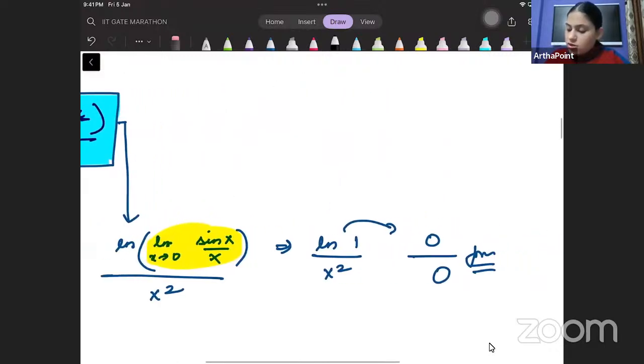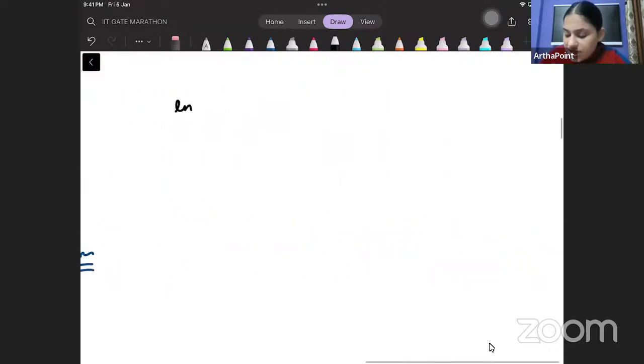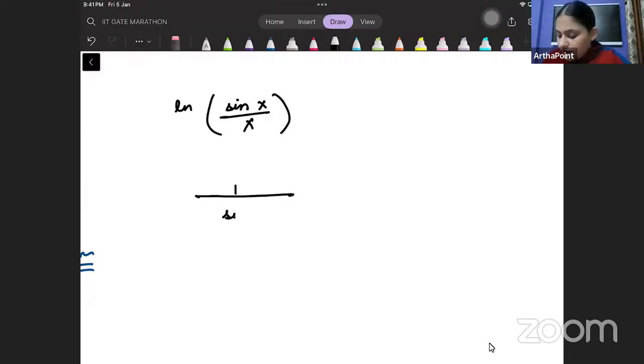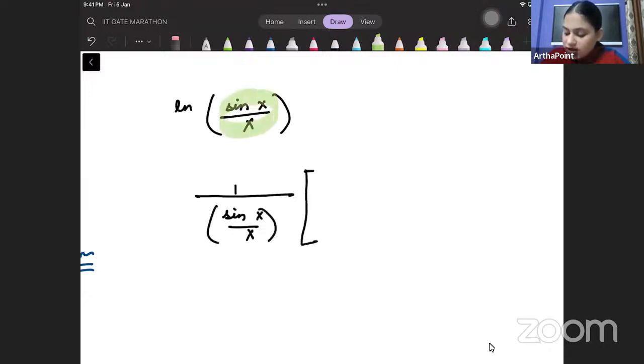Now just have a look here. My numerator is ln sin x by x. So if I have to differentiate the numerator, how will I do it? Differentiation of log will be 1 by sin x by x into, now I have to differentiate this part. So I have to use the quotient rule.